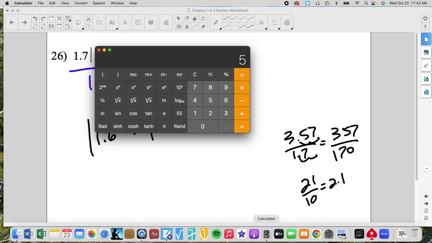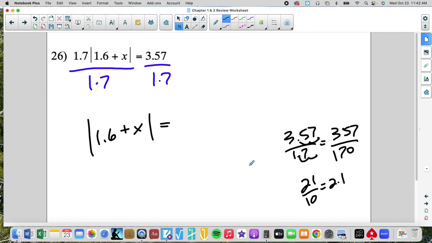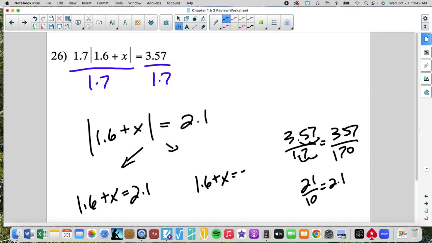Is that right? 3.57 divided by 1.7 gives me 2.1. But notice I did it with my brain and then checked with the calculator. I have isolated my absolute values. 1.6 plus x equals 2.1, and 1.6 plus x equals negative 2.1.